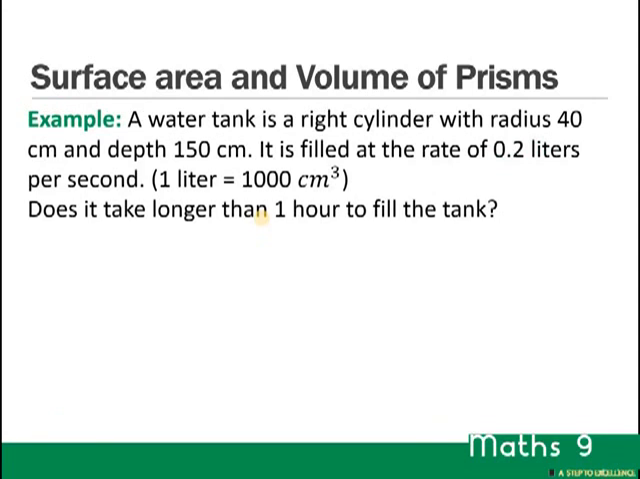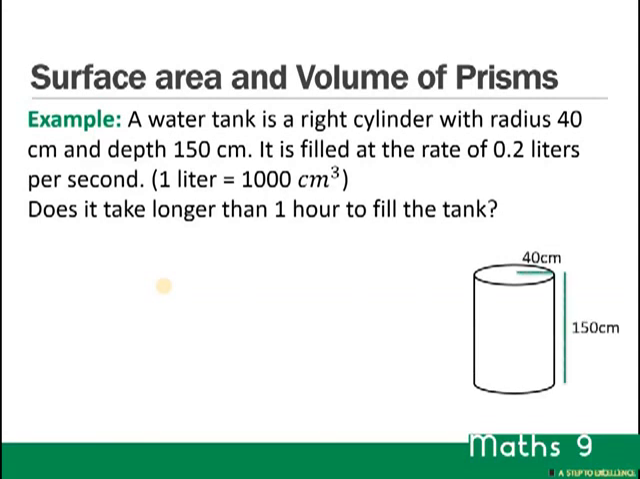Example, a water tank is a right cylinder with radius 40 centimeters and depth 150 centimeters. It is filled at the rate of 0.2 liters per second, where 1 liter is 1,000 centimeters cubed. Does it take longer than 1 hour to fill the tank? Here's a diagram of the cylinder. Its radius is 40 and its height is 150. We're interested in the amount of water inside the tank, so we want to find the volume of this cylinder.